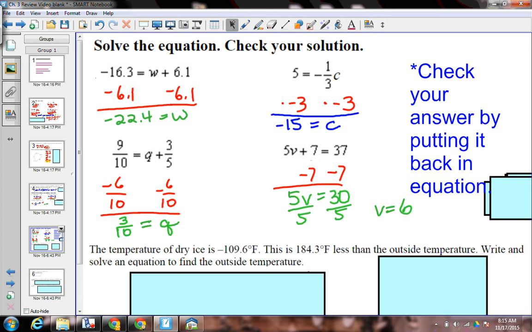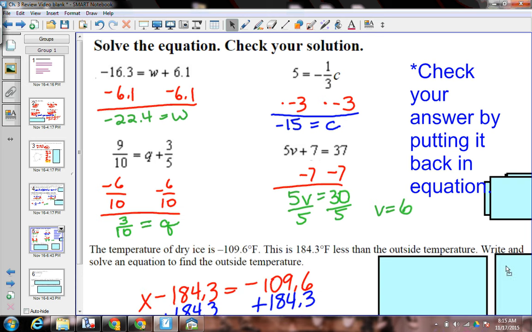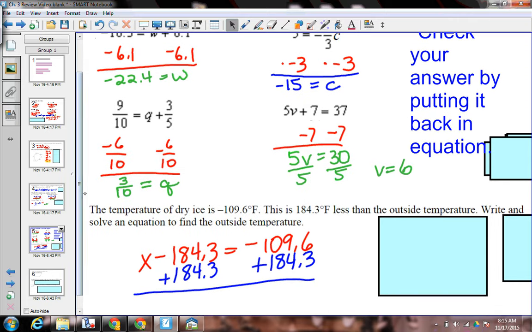Okay, let's look at this word problem with temperature. So the temperature went down 184.3 from what it was and ended up at negative 109.6. So we don't know what it started as, so that's our x. So our x minus that change gave us that final answer of negative 109.6. So we're going to add 184.3 to both sides of the equation to get x by itself.